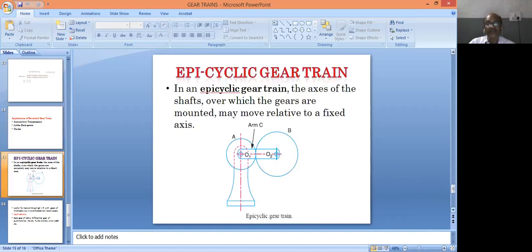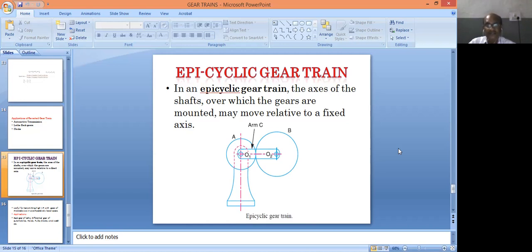And the fourth one is the epicyclic gear train. Here, consider gear A, gear B, and arm C. Gear A has its center of rotation at O1, and gear B has its center of rotation at O2, and similarly arm C has its center of rotation at O1. By definition, in an epicyclic gear train, the axes of the shafts over which the gears are mounted may move relative to a fixed axis. Here we have covered the three types of gear train.